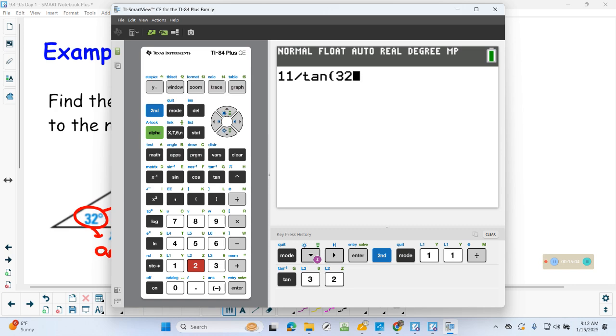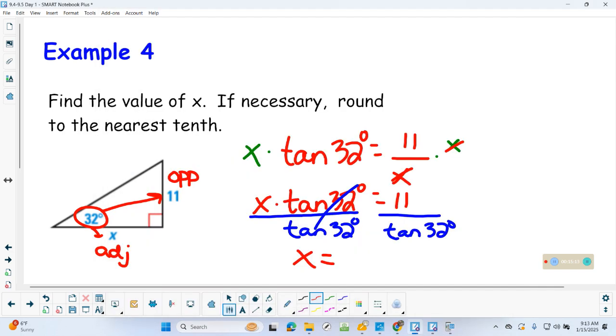You can close up the parenthesis or not. Since I have nothing else to type in, you don't have to, you'll get the right answer. So I'm going to round it to the tenth. I'm going to put 17.6 for it.